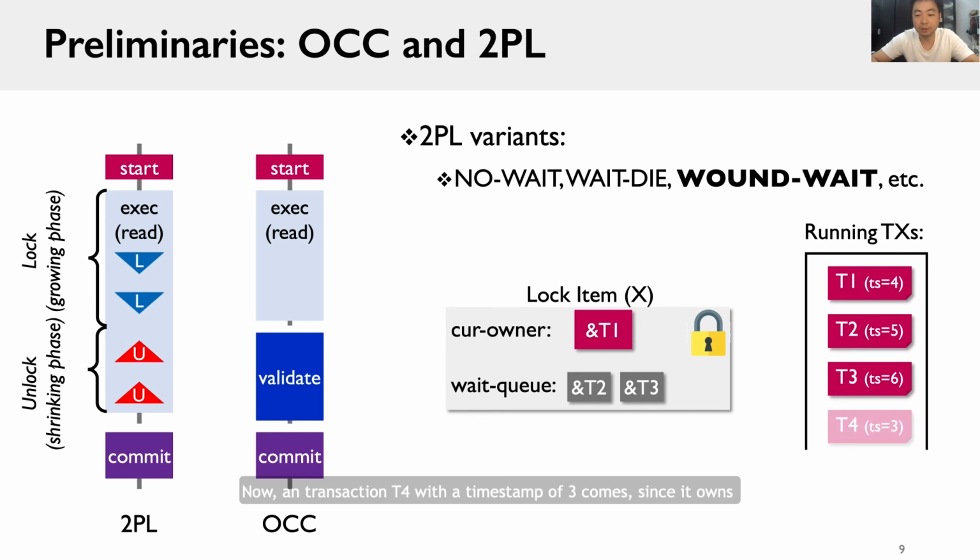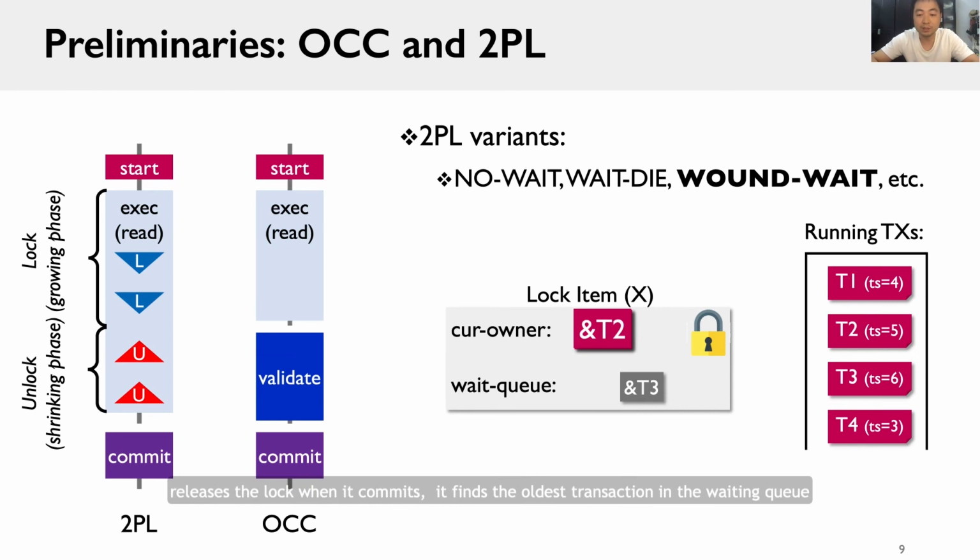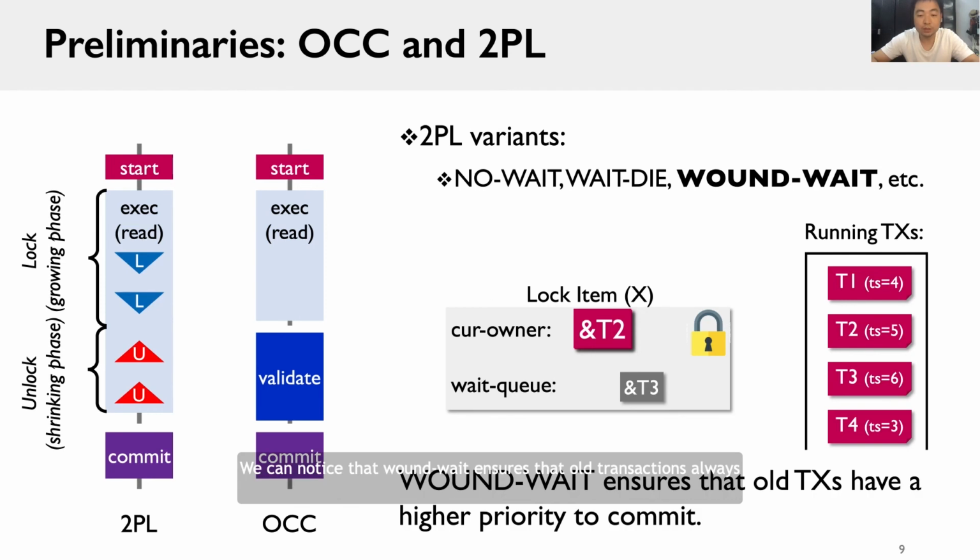Since it owns a lower timestamp than the current lock owner T1, T1 is killed and T4 becomes the new lock owner. After T4 releases the lock when it commits, it finds the oldest transaction in the waiting queue, say T2, and makes it the new lock owner. We can notice that wound-wait ensures that all transactions always have a higher priority to commit.